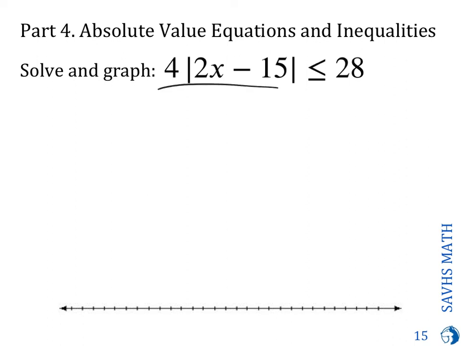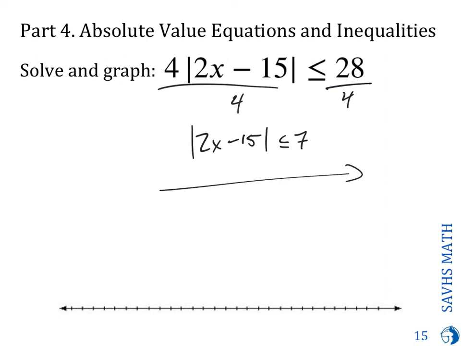Okay, so let's divide both sides by 4. And I get the absolute value of 2x minus 15 is less than or equal to 7. So 2x minus 15 is closer to 0 than 7 is. So here's where 7 is, here's where 0 is, and here's where negative 7 is. 2x minus 15 is between here and here. So we need to say, okay, 2x minus 15 is less than or equal to 7.